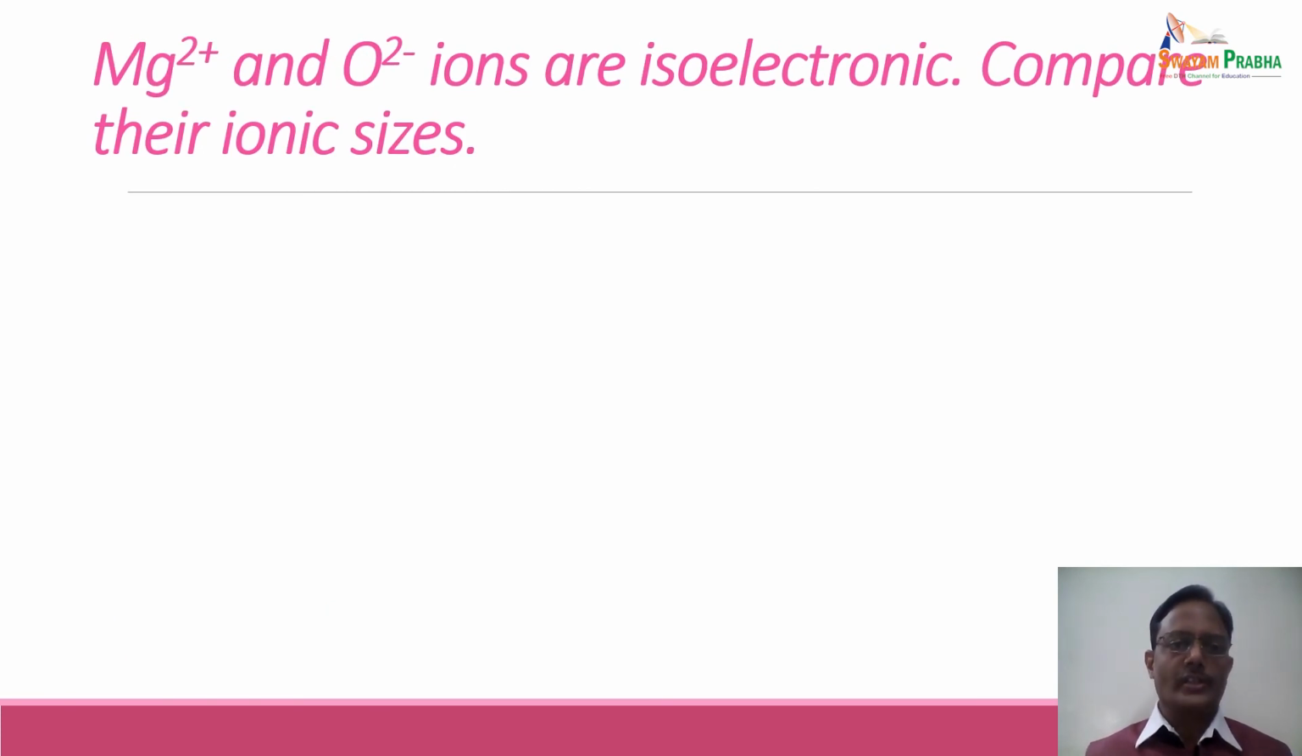Now Mg2 positive and O2 negative ions are isoelectronic, and we have to compare their ionic sizes. We know what isoelectronic ions are: they have the same number of electrons. Magnesium's atomic number is 12. Mg2 positive has 10 electrons, that is isoelectronic with neon, and oxygen with 8 electrons adds 2 electrons forming an oxide ion, again having 10 electrons. So they are isoelectronic in nature. Now we have to compare their ionic sizes.